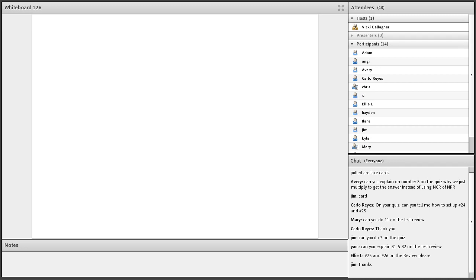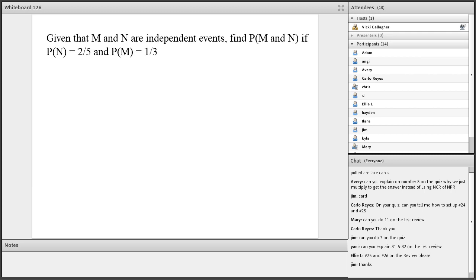Given that M and N are independent events, find P of M and N, not Q and R. That's a typo. If P of N is 2/5 and P of M is 1/3. So this is what that problem was supposed to say. It did have a slight typo with the letters in the first parentheses. Those are supposed to be M and N.